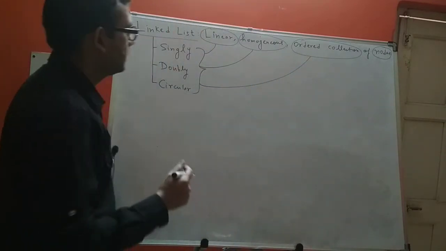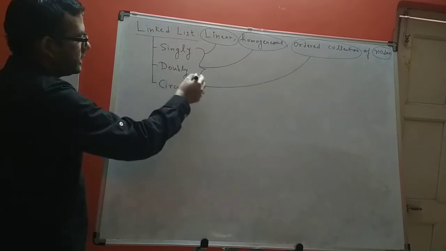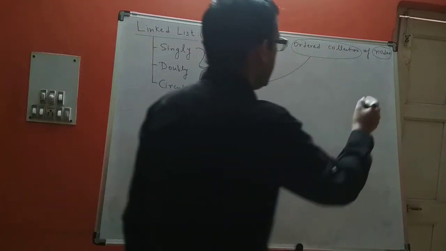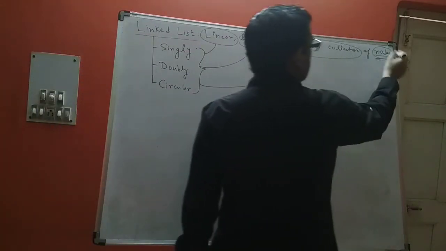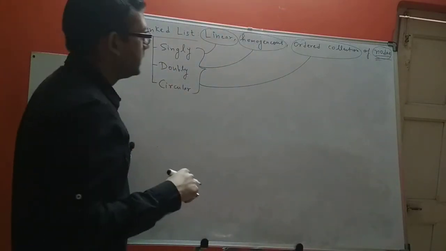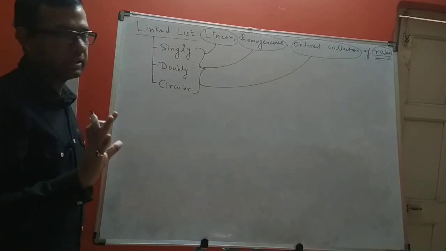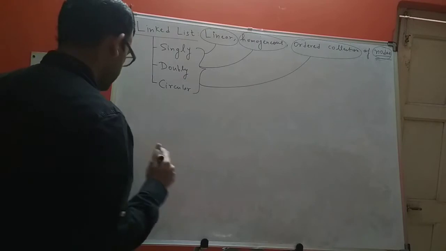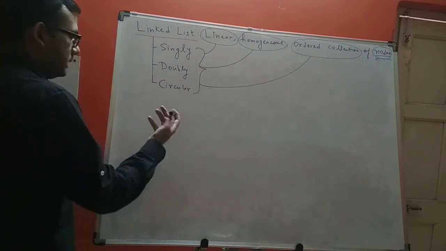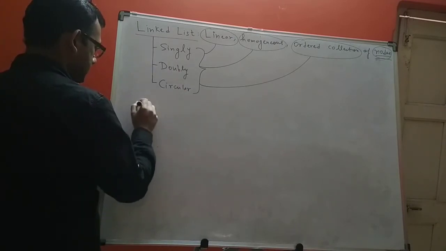Then where do they differ? These three types of linked lists, singly linked list, doubly linked list, and circular linked list, all differ in the way we define our nodes. They are different in terms of the node format. So let's see the node format for each of these types. Let's start with a singly linked list.